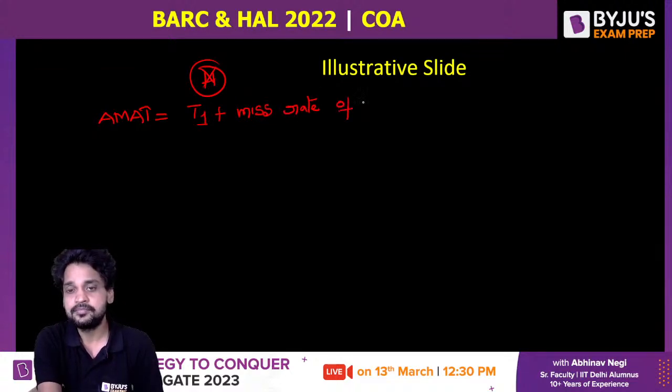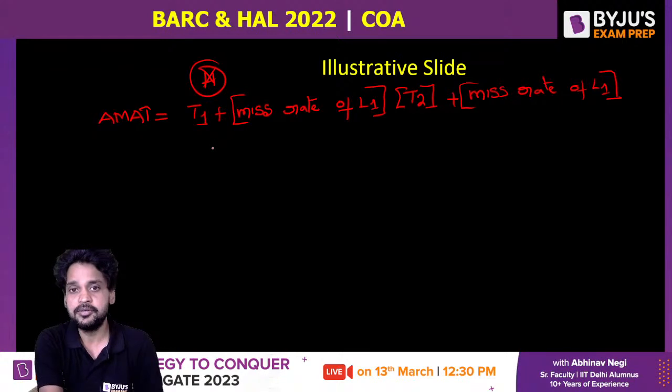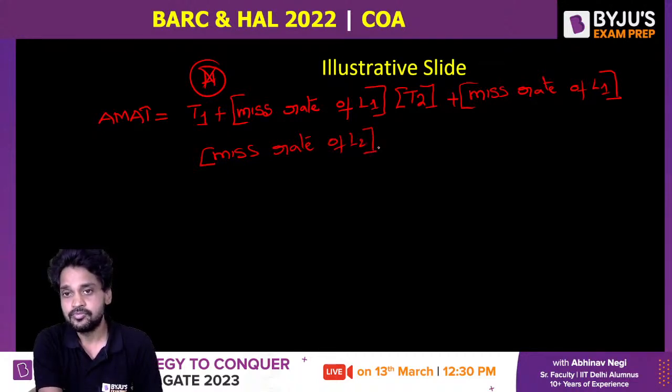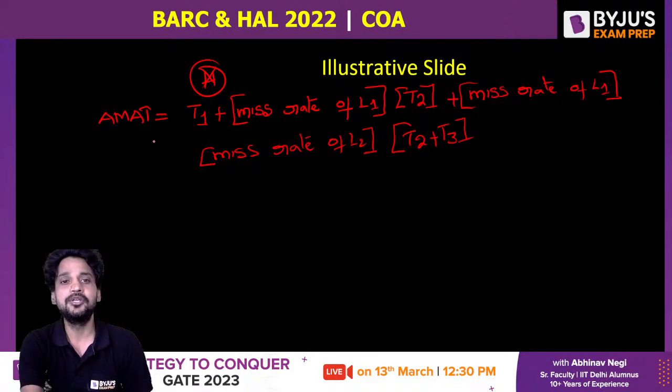miss rate of L1 into T2, plus miss rate of L1 into, I will write it here, miss rate of L2 into T2 plus T3. When we are not provided with a hit rate, you can use this formula.